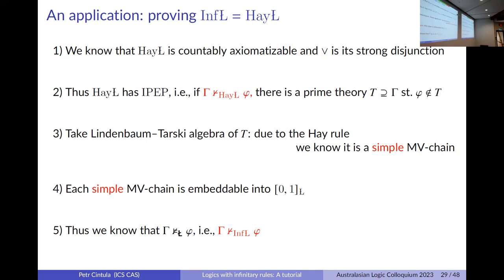Now we know it's semilinear, but actually we don't need this. We need a bit more. We know the Lindenbaum-Tarski algebra of a prime theory gives us a simple chain. This is due to the infinitary rule. Basically, simple tells us that there is only everything or nothing. Sorry, just the singleton one or everything are the only filters there. Nothing else could be there because, as I told you, if you multiply this phi, you get zero at some moment.